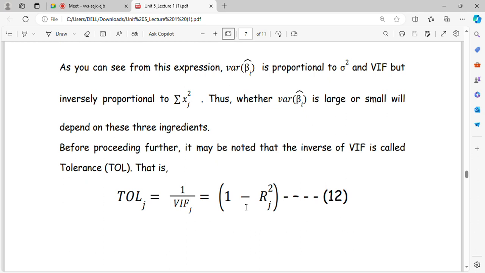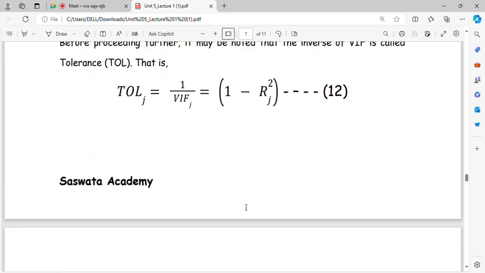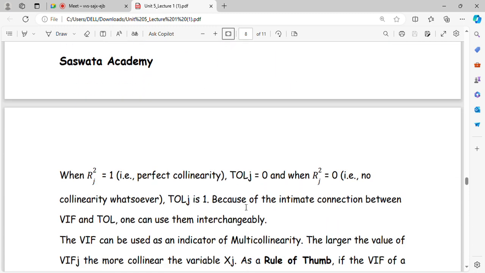Before proceeding further, it may be noted that the inverse of VIF is nothing but the tolerance level, TOL, or the tolerance. That means 1 by VIF is defined as tolerance in econometrics, which is basically 1 minus r square j. That means if r square j increases, the tolerance level decreases, right? So when r square j equals 1, the tolerance level is 0, and when r square j equals 0, then the tolerance level is 1. Clear? Because of this intimate connection between VIF and tolerance, one can use these terms interchangeably.